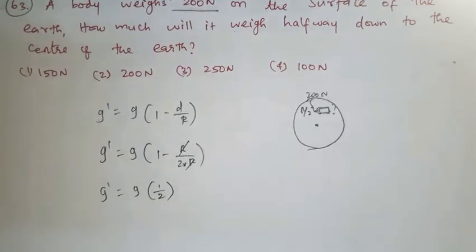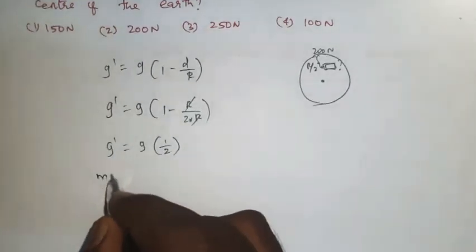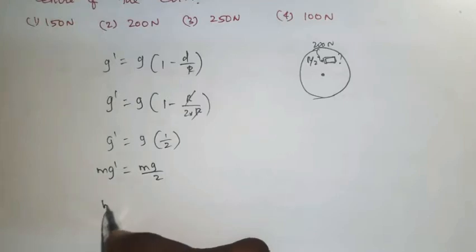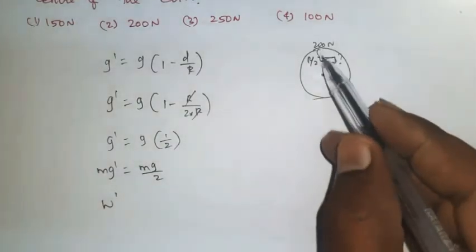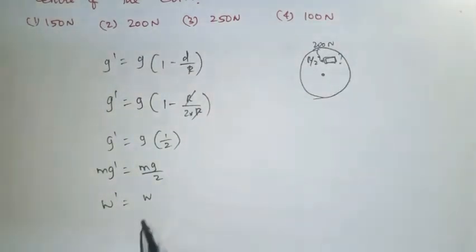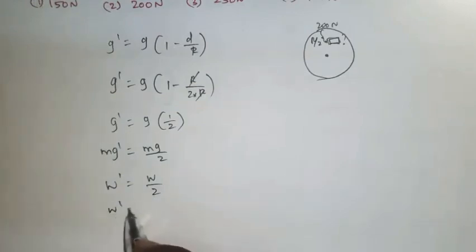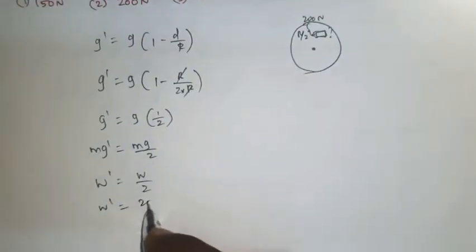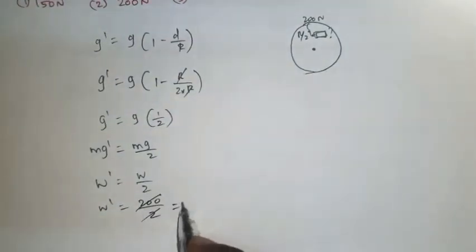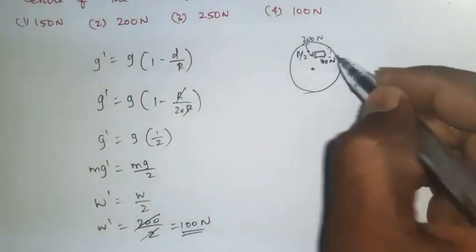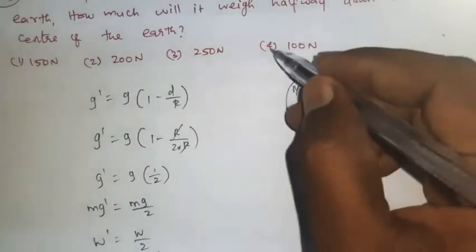Now on both sides we can multiply with mass. mg dash is equal to mg by 2. This mg dash is the weight of the body at halfway down. mg is nothing but the weight of the body on the earth's surface, divided by 2. W dash is equal to W, value here 200, so 200 by 2. If we cancel, we'll get 100 Newton. So at halfway down, the weight of the body is 100 Newton. So according to this option, the fourth one is the right answer.